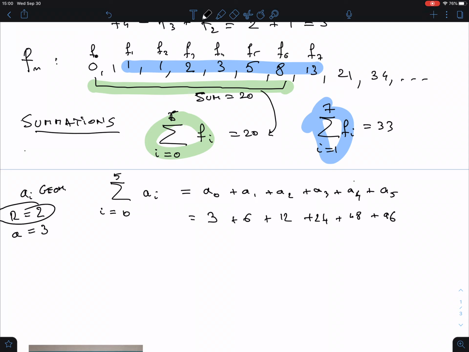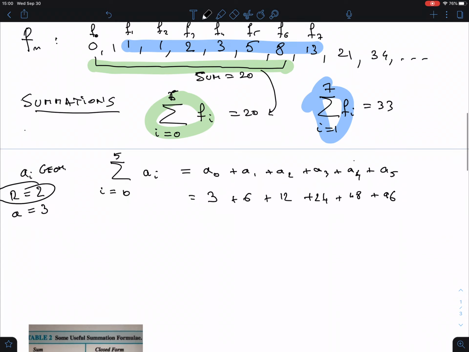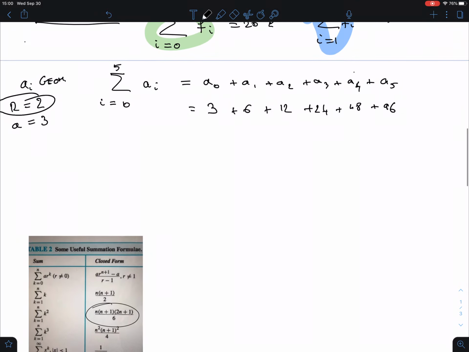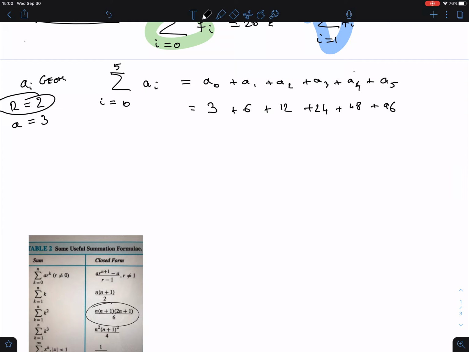And now we have to add them. It gets already, okay, we can add them. I'm not going to even do that because we have formulas for these things. And so that's what this little table is here. The first formula, we'll talk about the other ones later, but let's look at the first formula here, this one.